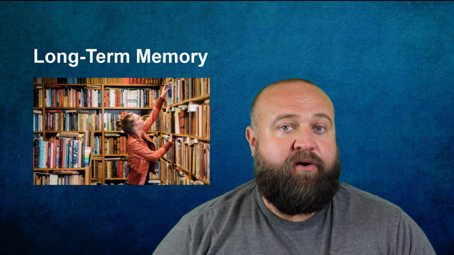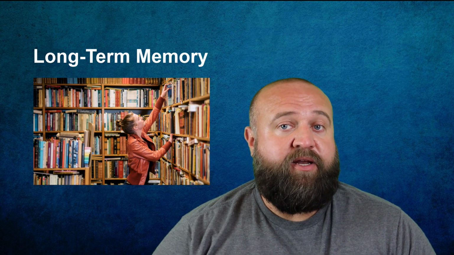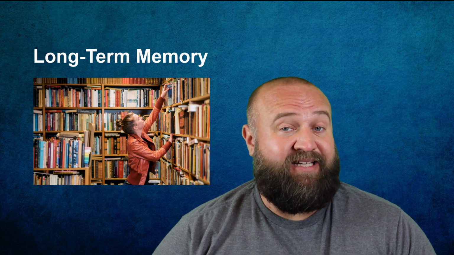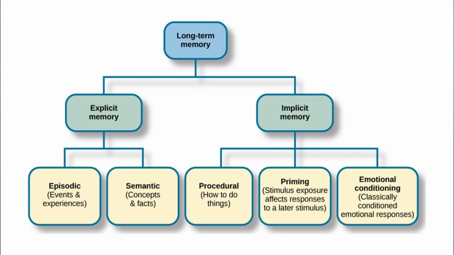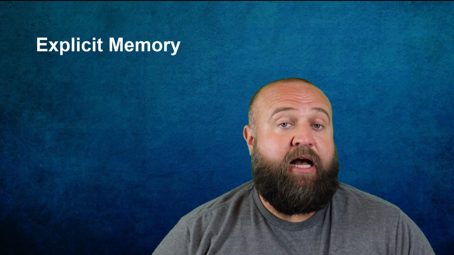There are many different parts to our long-term memory. Generally speaking, long-term memory is divided into 2 categories. Those categories are explicit memories and implicit memories. Explicit memory is also known as declarative memory, although that term isn't as common anymore.